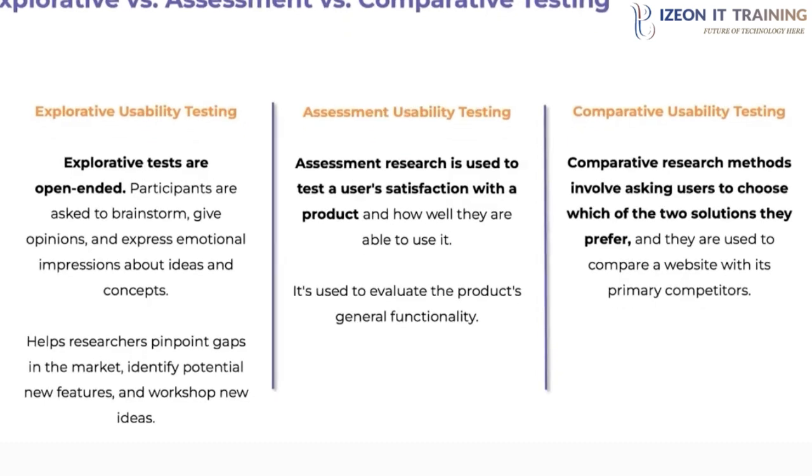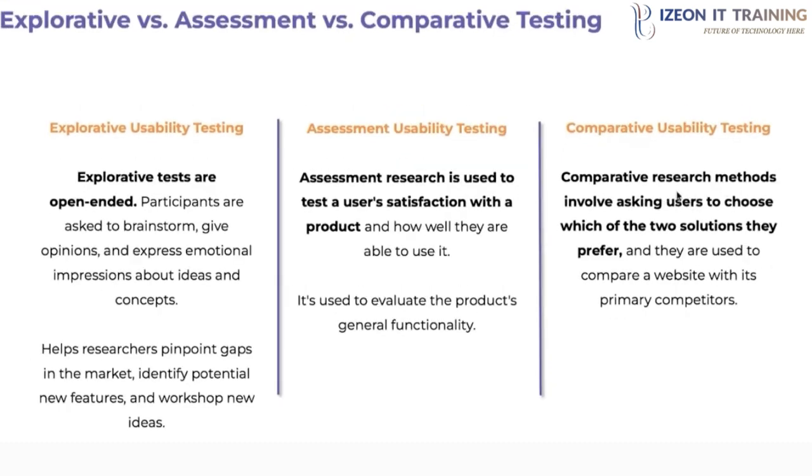The next one is comparative usability testing. The comparative research method involves asking users to choose which of the two solutions they prefer. This is also called a preference test. I usually call it a preference test. So based on what they prefer, we go ahead, or we get to understand the direction that we should move ahead. This is very quick to do in a way.